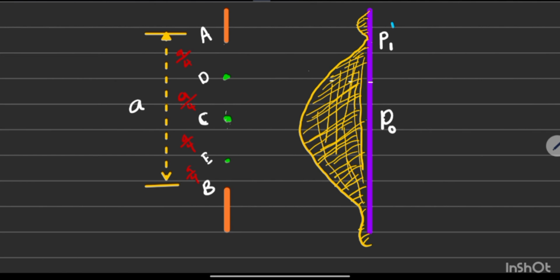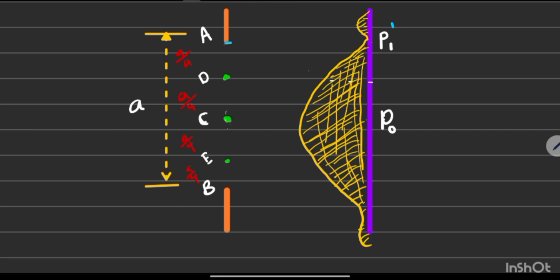Okay, in a much similar way, to find the condition for second order minima, I am going to divide the entire slit region into 4 equally spaced regions. This is my region 1, this is my region 2, this is region 3 and region 4. Each of this region has the width of A by 4, A by 4, A by 4, A by 4, and the point P is the center of central maximum, and point P1 is the first order minimum on the screen. Now, from each of this region, I am going to extend one ray to the point P1.